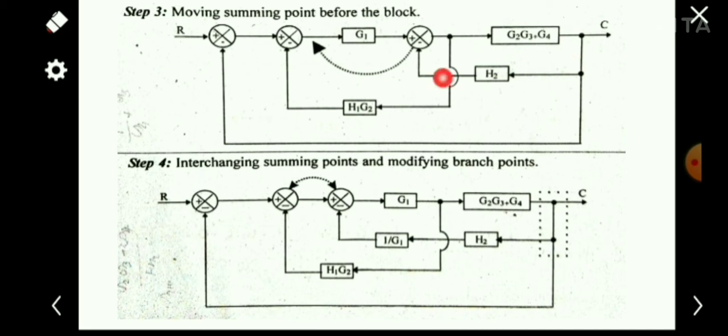Here this is a loop, but there is a branch point. We are taking a branch point from here. If we can move this branch point before the summing point, we can simply solve this block. But I have already said that exchanging the summing point and a branch point makes the problem more difficult, so normally we are not doing that. So we are going for another option: we are just moving this summing point before this G1.